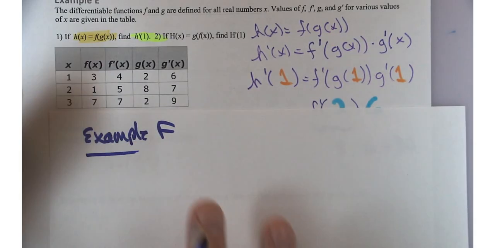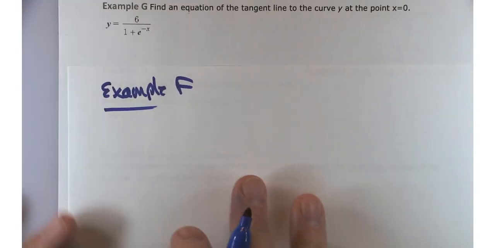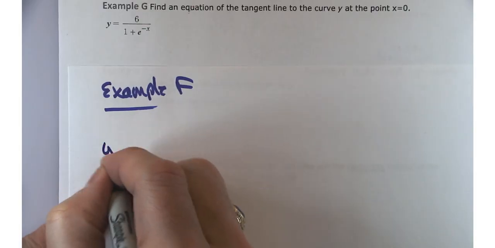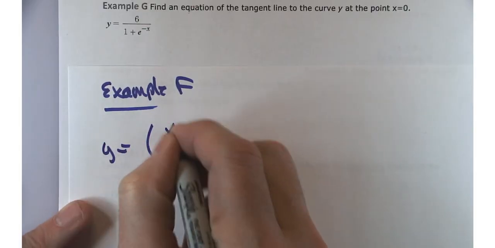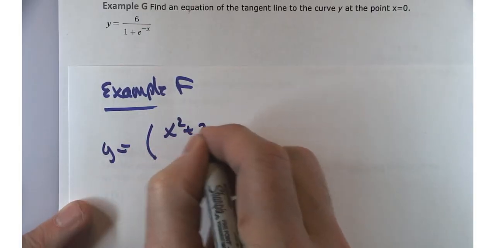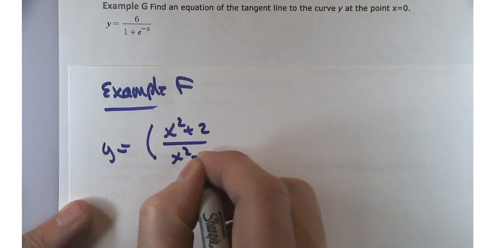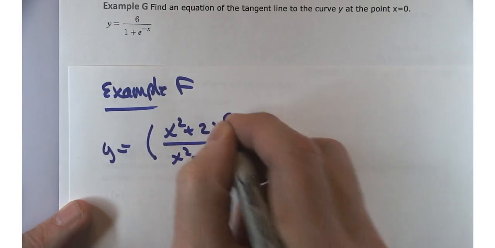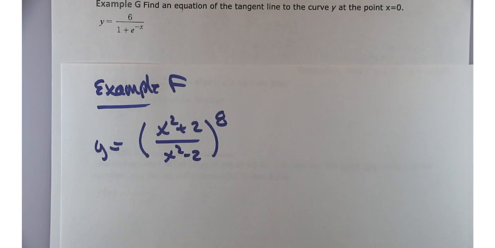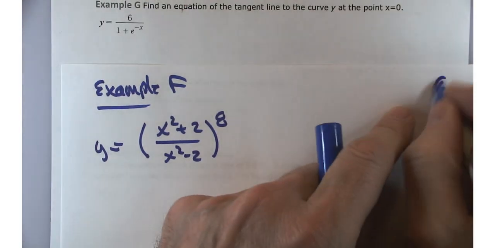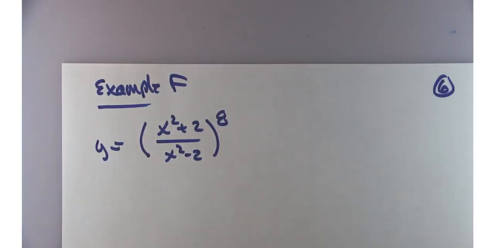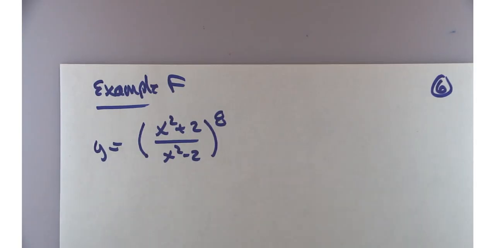Example F is going to wake you up a little bit because it's going to be a little more challenging. Y equals x squared plus 2 over x squared minus 2, raised to the 8th power. Wow. This one would be a real nightmare without the chain rule. It just would.